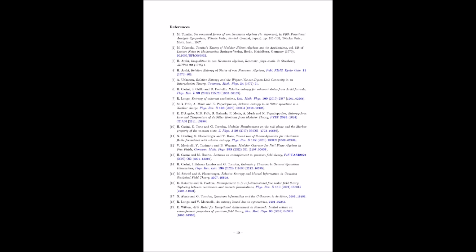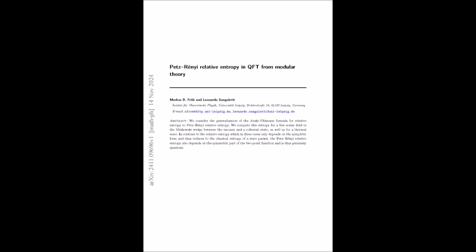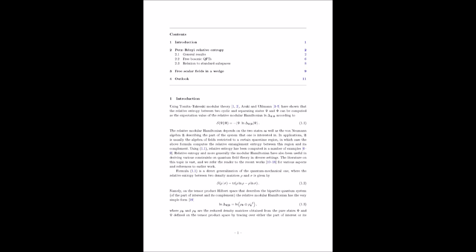So they show that the Petz-Rényi relative entropy is more than just a theoretical concept. Right. It can actually be calculated and used to quantify entanglement in a specific physical system. Exactly. That's pretty remarkable. It is, but they don't stop there. What else do they do? Before diving into that calculation, they lay the theoretical groundwork by discussing free bosonic QFT in more detail. Ah, yes, the free bosonic field we mentioned earlier. Can you unpack that for us a bit more?